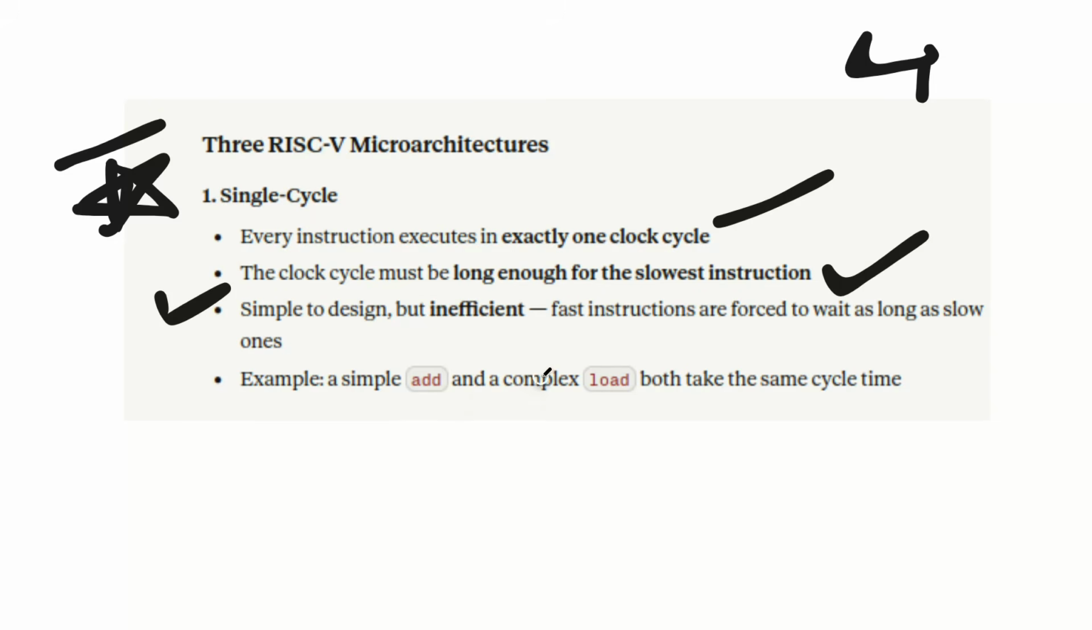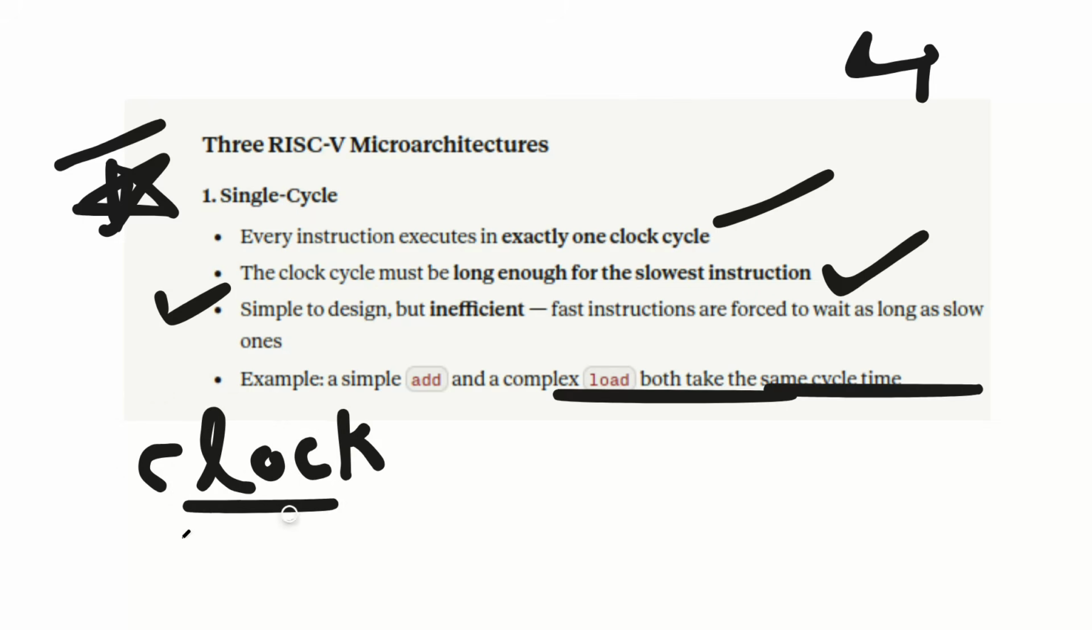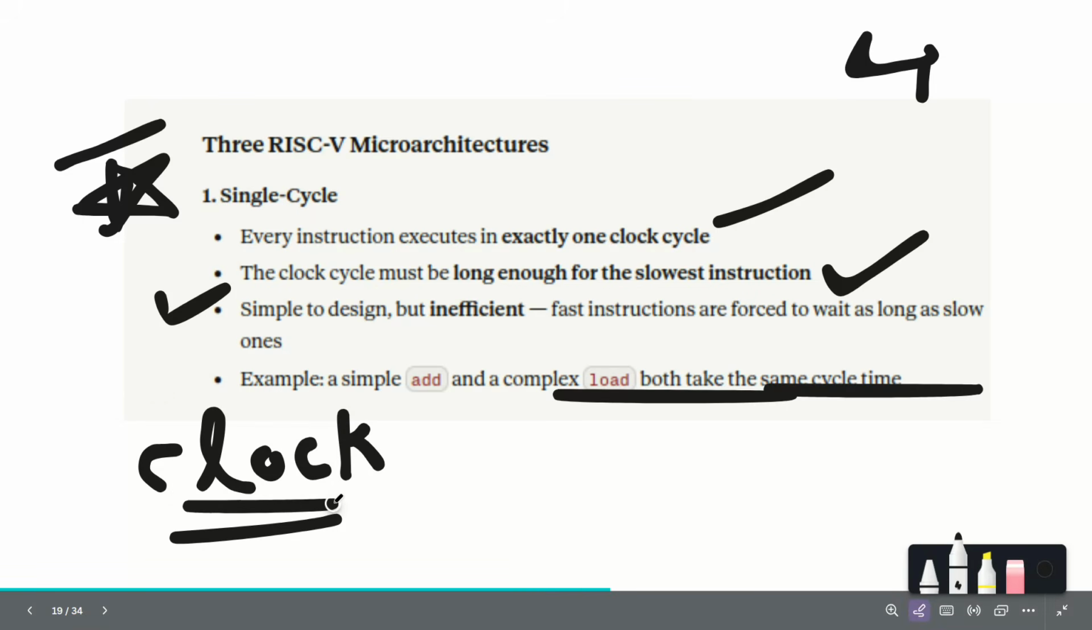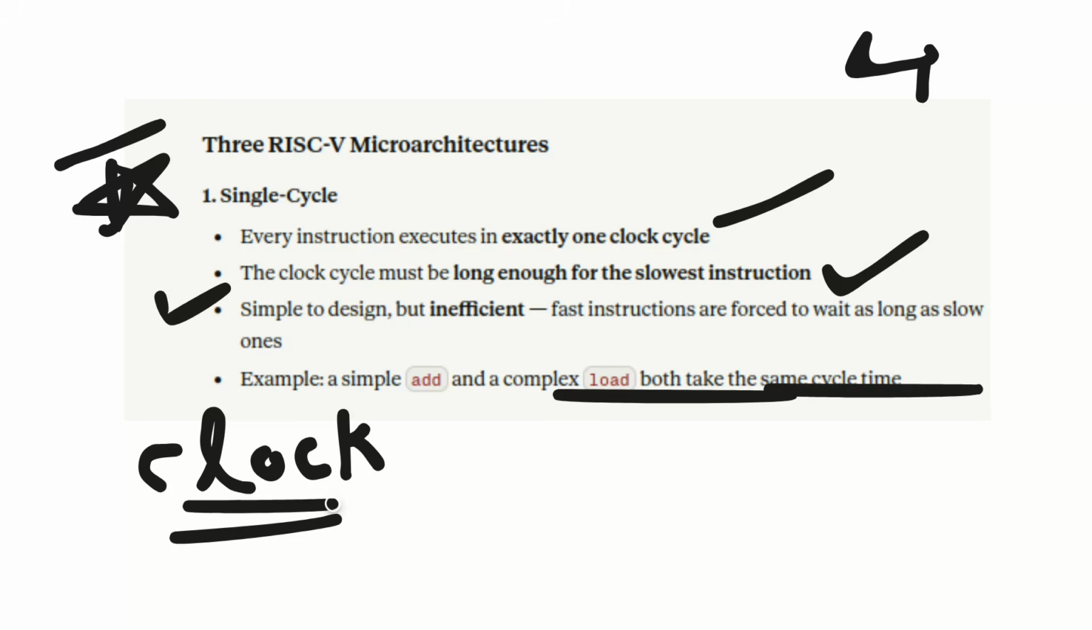Example, a simple add and a complex load take the same cycle time, right? Because both are executing in the same clock cycle. So whether it is fast or slow, the fast instructions are also forced to wait as long as the slow ones. That is a problem here. Add is simple, load is complex because you have to access the memory and do some things, but both take the same clock time. That is an inefficiency in single cycle, though it is simple to design.